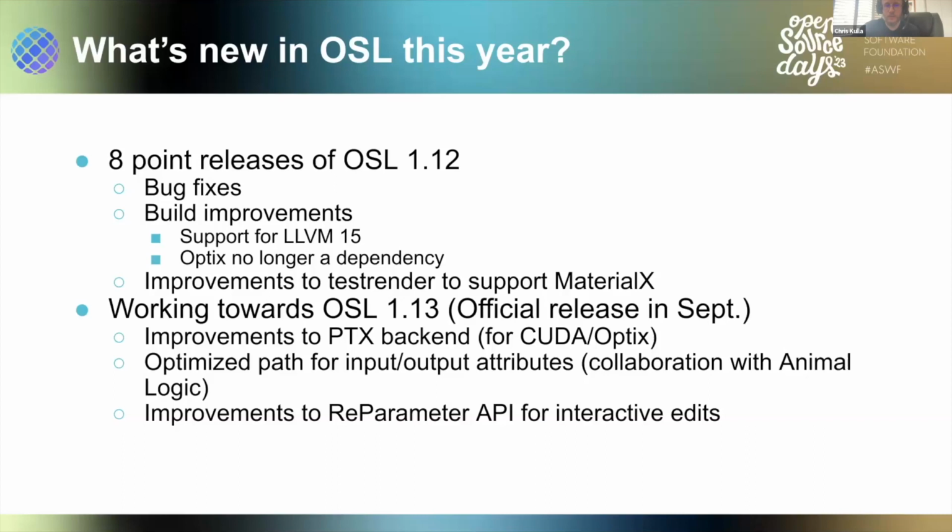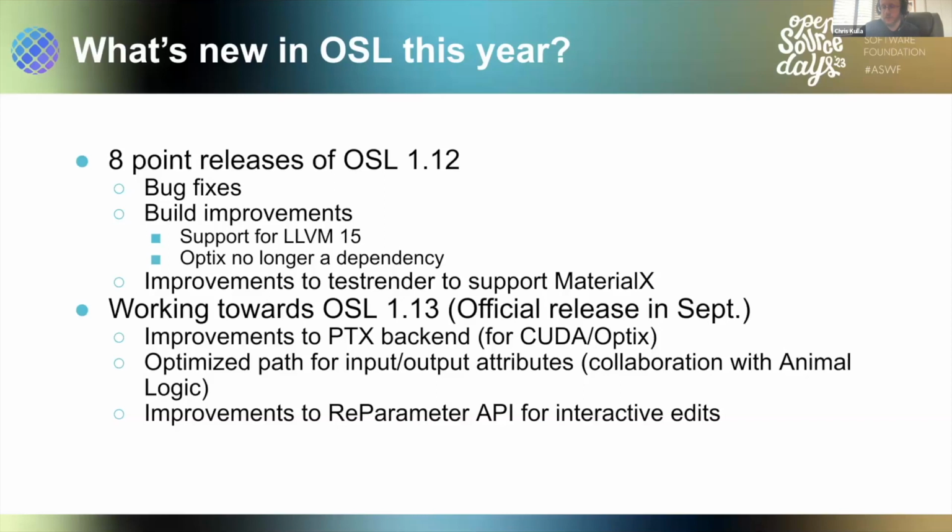We've also made a number of improvements to testrender, which is now used to support MaterialX, which now uses testrender in their unit testing framework. And of course, we've also been working towards the next stable release, which will be OSL 1.13, and we're planning an official release of this in September. It will include improvements to the PTX backend for CUDA OptiX. We have a new optimized path for input and output attributes, which has been a collaboration with Animal Logic, and also some improvements to the reparameterize API for interactive edits.